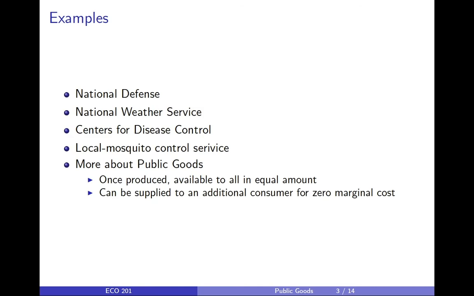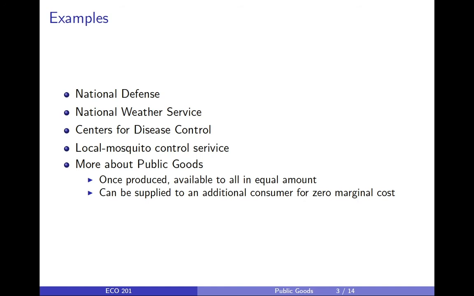Here are some examples. Notice that all of these examples are government provided. Because of our current situation, let's focus our example on the Center for Disease Control. The CDC's main goal is to protect public health and safety through the control and prevention of disease, injury, and disability in the U.S. Is the CDC a public good?